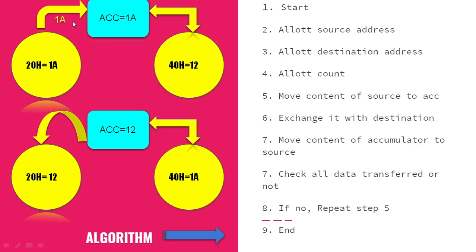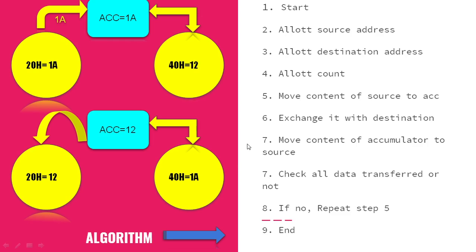I have taken this content to accumulator, and in between these two we will exchange. So exchange it with destination. So we have done it here. Then move the content of accumulator to source. This is the process, and check whether all the data has been transferred or not. If not, repeat step 5.